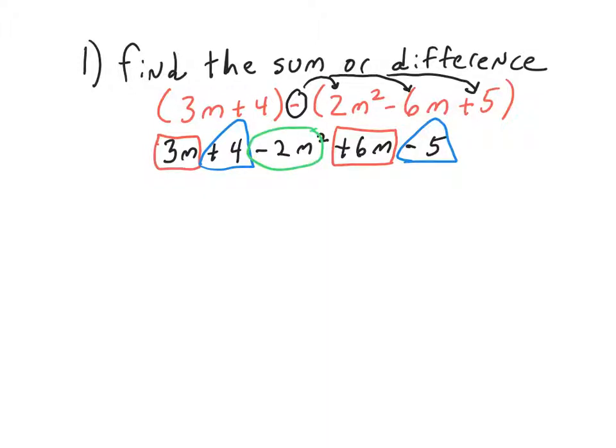Okay, so let's just put it all together. And we will get, let's start with the negative 2m squared. So we'll get negative 2m squared. And let's do the m's. 3m plus 6m makes 9m. Then 4 minus 5 is negative 1.